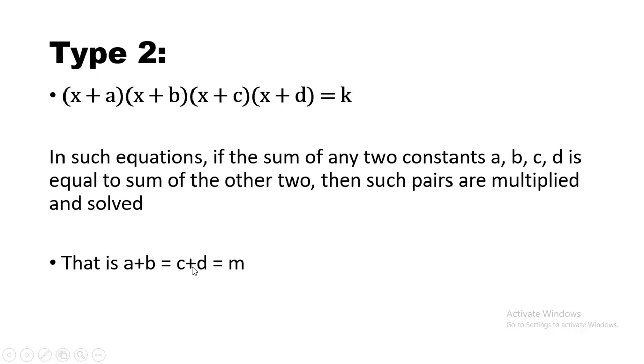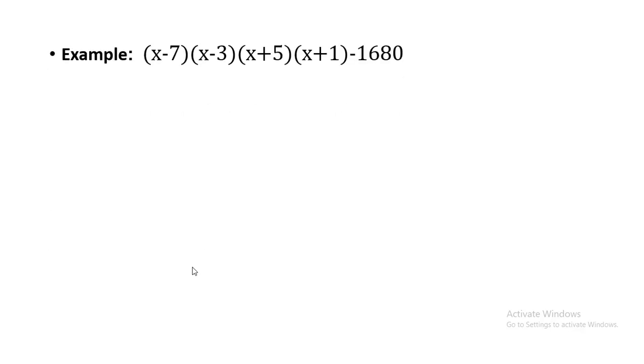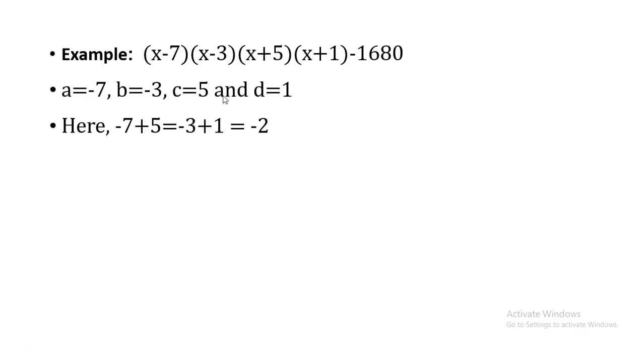Now why are we doing it? Let's first consider an example, and then I'll tell you why this step is important. Out here, if you compare it with the general form of the equation, a is minus 7, b is minus 3, c is equal to 5 and d equals 1. And this is the value of k for the time being. As I told you, for these four numbers, the addition or subtraction between two pairs should be equal, right?